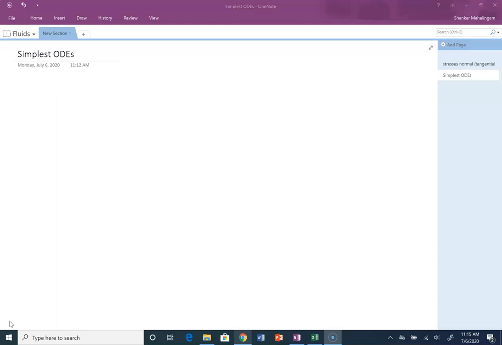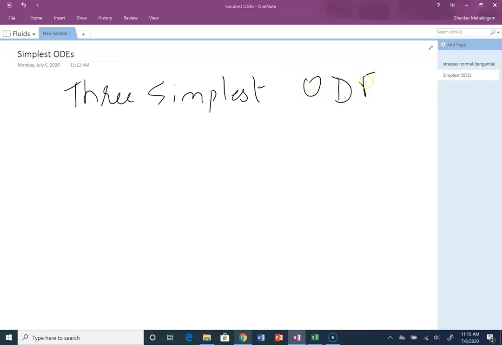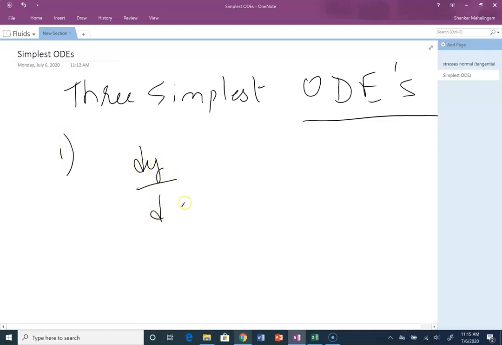All right. So we're going to talk about the three simplest ODEs, my abbreviation for ordinary differential equations. The first one is obviously very simple: dy/dx equals a constant.